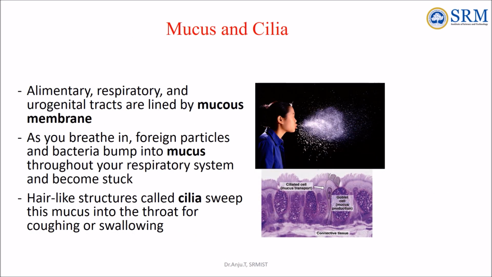Alimentary, respiratory, and urogenital tracts are lined by mucous membrane. Cells in the mucous membrane secrete a viscous fluid which is called mucus. Saliva, tears, and other mucus secretions are all examples of this mucus fluid. What this mucus does is entrap the invading foreign microorganisms and wash them away from the membrane. Apart from that, the mucus fluid also has antibacterial and antiviral properties.